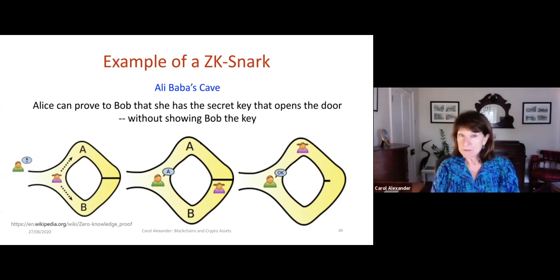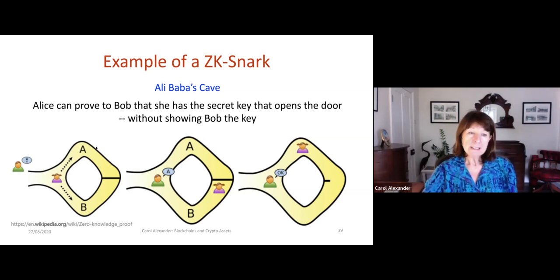So here's an example of a zero knowledge SNARK proof. It's called Ali Baba's cave. And Alice can prove to Bob that she has a secret key that opens a door. There's the door, you see? And this is the cave, shaped like a donut. And she doesn't have to show Bob that she's got the key. So he's got zero knowledge. But he can say, yes, you do have the key, without seeing the key. How can she do that?